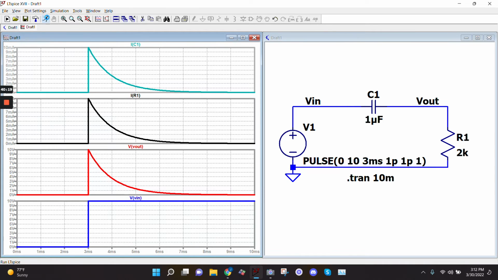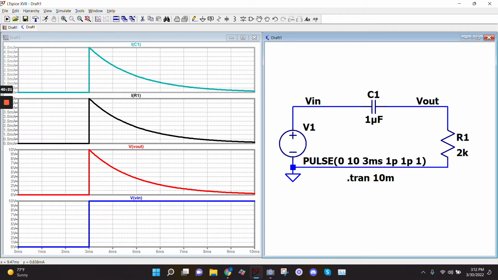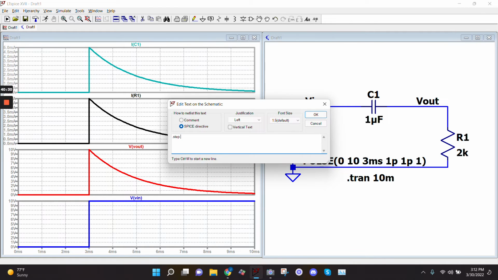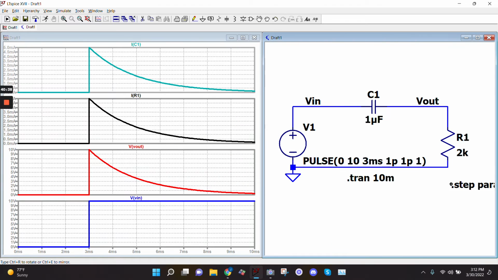So let's run it. Did you see how it got a little longer? Here, you know what else we can do? Let me see if I remember how to do this. Dot step param R1 1K 3K 1K. I don't know if this is going to work. What this should do if I did it right is it'll step this value from 1K to 3K in steps of 1K, and it'll plot all of them. So let's see if it actually does it.